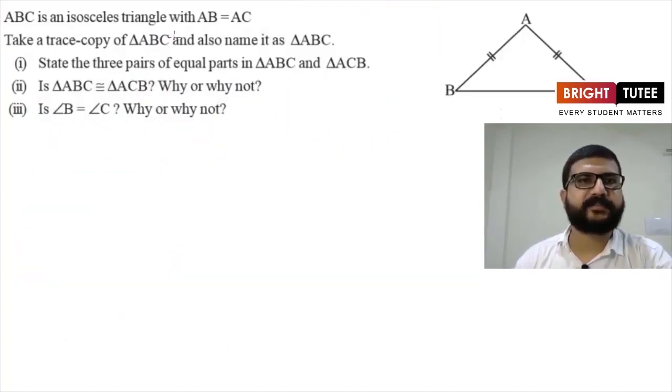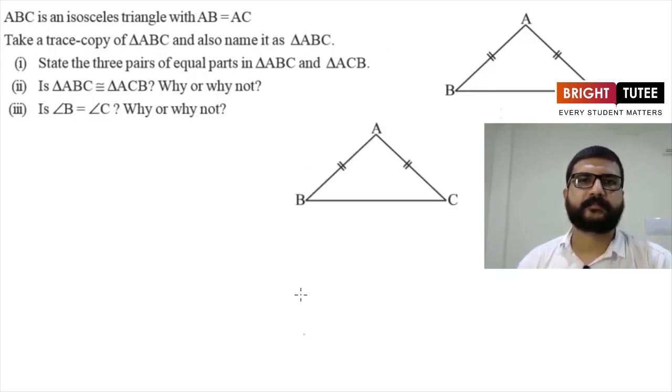Now this is the last question of this video. The question here is, ABC is an isosceles triangle with AB equal to AC. As we can see here in the figure, AB is given equal to AC, and then it is given, take a trace copy of triangle ABC and also name it as triangle ABC only. So now we have two copies of triangle ABC. So it is like this. Now this is the copy of triangle ABC.